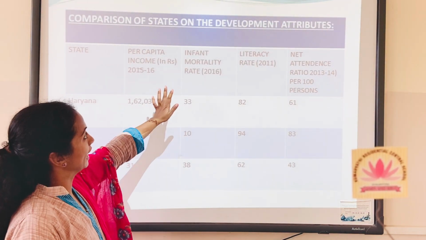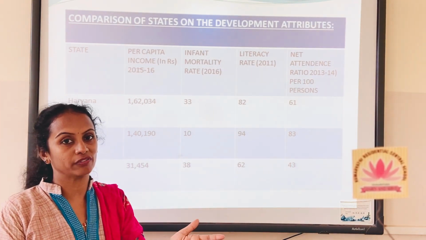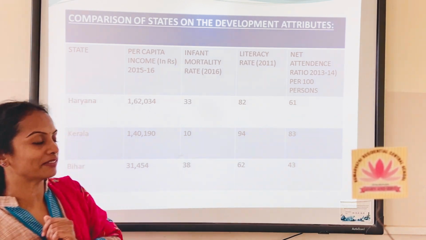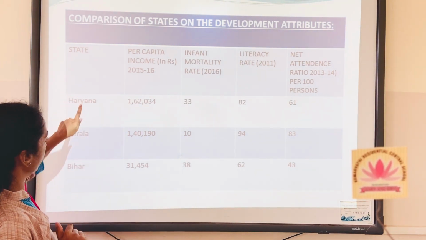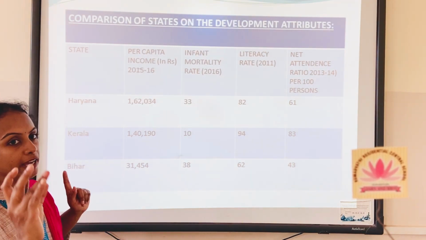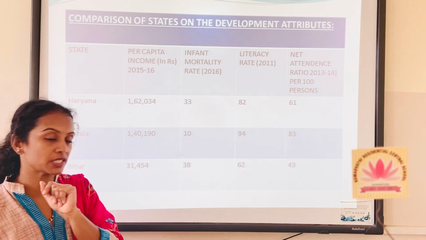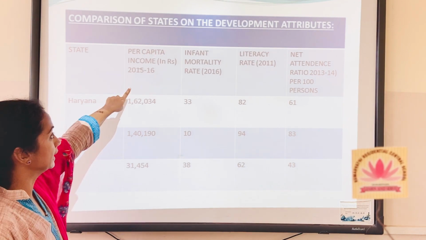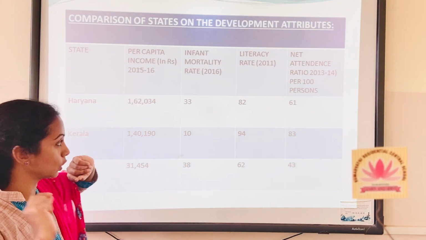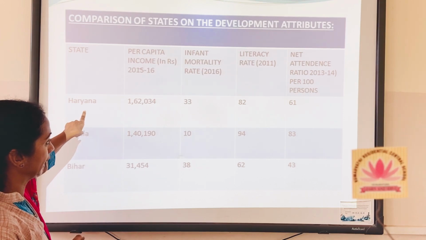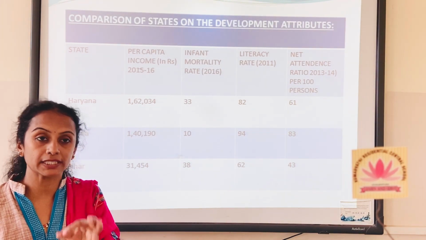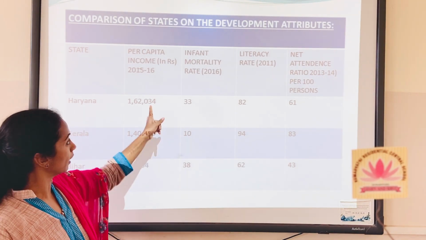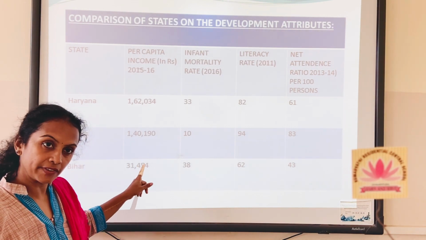Now, this is one comparison between the states of India which tells us whether a state is developed or not. How will we say? Take here the states Haryana, Kerala and Bihar. Per capita income, the average income in Indian rupees, we have also considered, for the year 2015-16. The per capita income of Haryana is 1,62,034 rupees. Compare it with Kerala. Kerala has a bit less when compared to Haryana. Kerala has less average income.